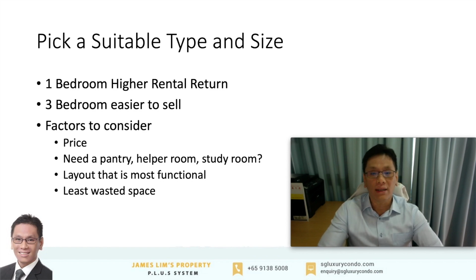Don't forget, we had just had our circuit breaker. We are now in the post-COVID time frame and most people work from home. Because of this work from home, more people prefer a house that has a study area. Now, you can also choose and compare which layout is the most functional and has the least wasted space. So, if you are not sure which is suitable, please feel free to check back with your agent and they can give you the proper recommendation.